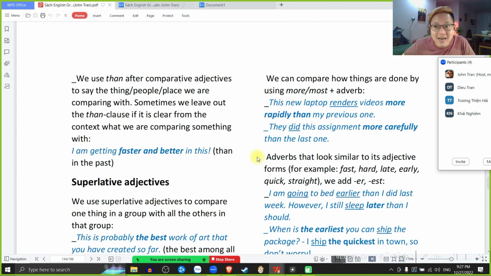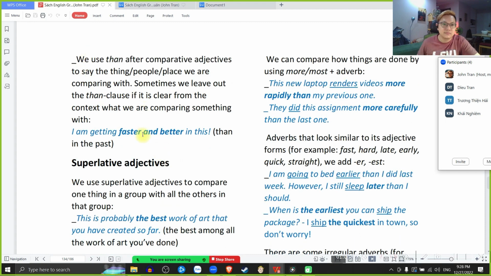We use than after comparative adjectives. Where is it, teacher? On the screen. We use than after comparative adjectives to say the thing, people or place we are comparing with. The "th" sound is breathy, while the "d" sound is not released. People or place we are comparing with.